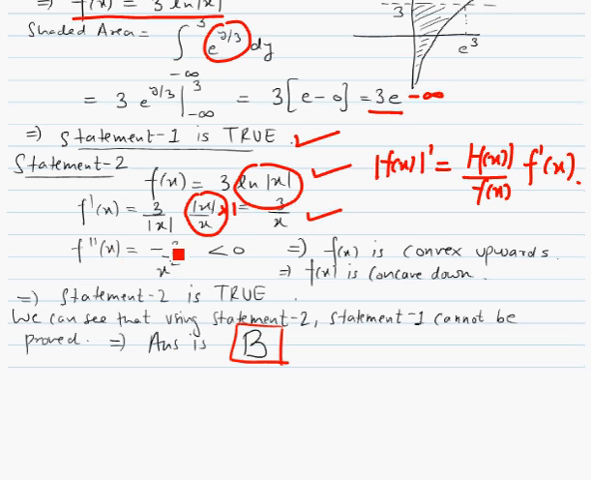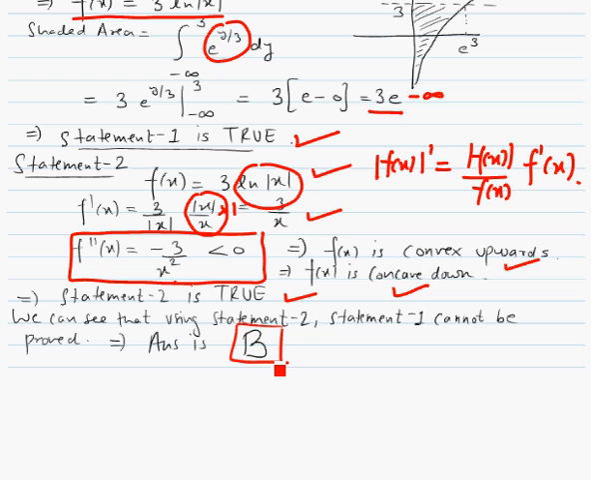The second derivative is minus 3 by x square. As the second derivative is negative, it means the shape of the f(x) curve is throughout convex upwards, or we can say concave down. So statement 2 is also correct. Statement 1 is correct, statement 2 is correct.